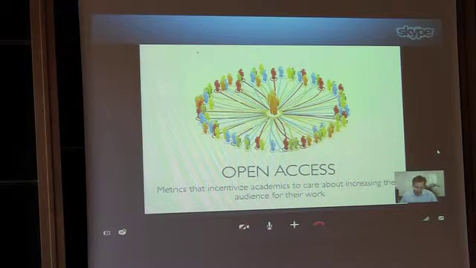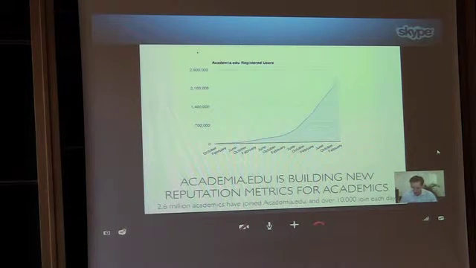So that's a very high level view of what I think systemically needs to change in research to solve these kinds of problems. I'm going to talk about what I built, academia.edu, and how we're tackling this problem. So this is a graph of our user base. We have about 2.6 million users and around 10 to 12,000 academics join each day. It's a platform for academics to share their research papers, and as part of that platform, we're building these new reputation metrics.